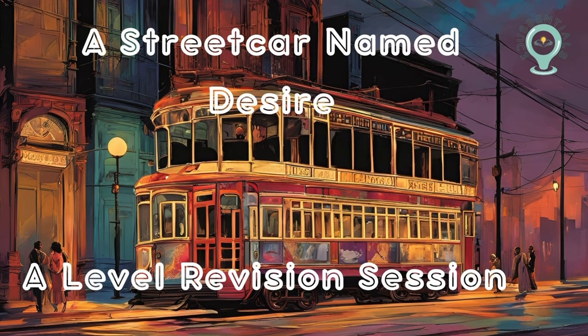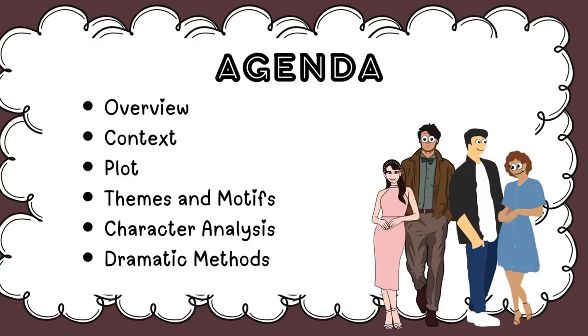If you are stuck on the text A Streetcar Named Desire, this session is perfect for you. Whether you're an A-level literature student or literature and language combined, this is going to help you massively. So the agenda during this session is as follows: overview, context, plot, themes and motifs, character analysis, and finally, dramatic methods.